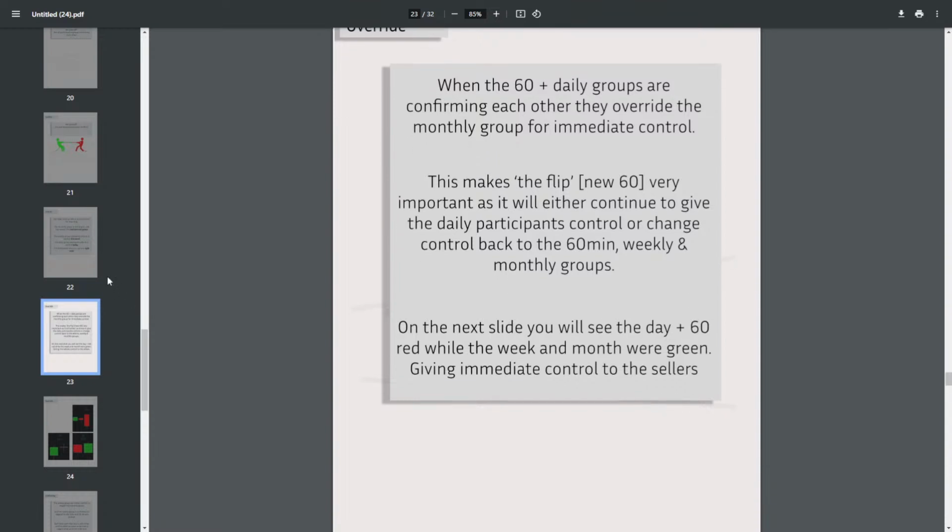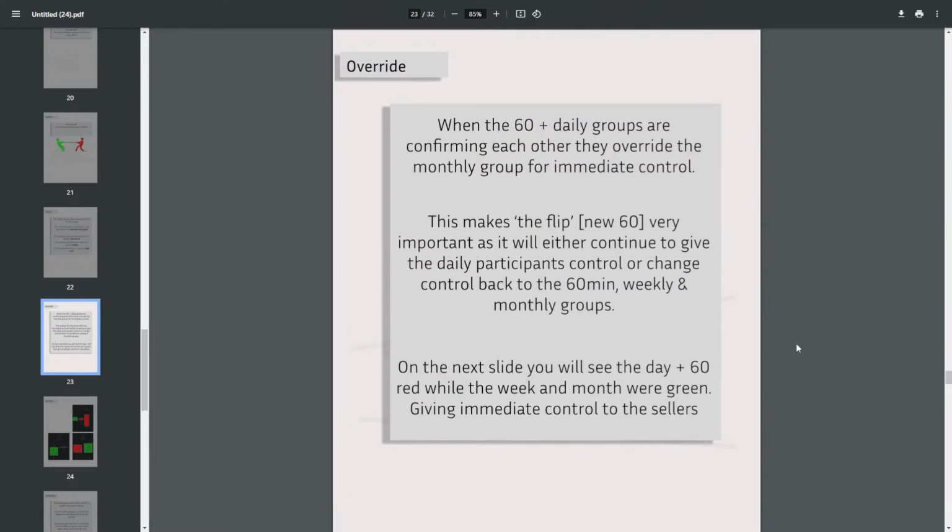So override. When the 60 and daily groups confirm each other, they're going to override the monthly group for immediate control. And this makes the new flip super important because it's either going to give participants of the daily chart control or change control back to the 60-minute, weekly, and monthly groups. And we'll have a visualization to show you guys this so you can visualize it.